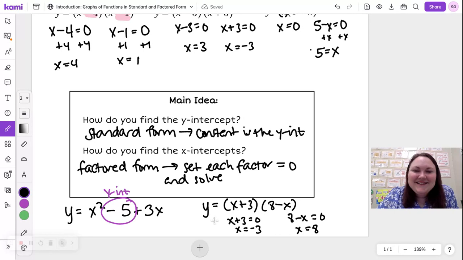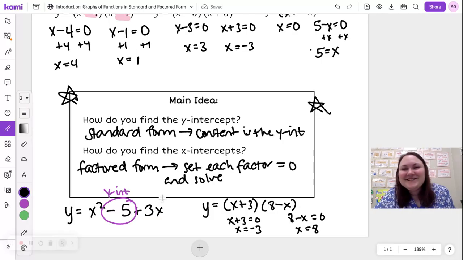We're going to do more practice on this in today's lesson, but this main idea right here is going to be super important for the work we're doing today and in some future lessons.